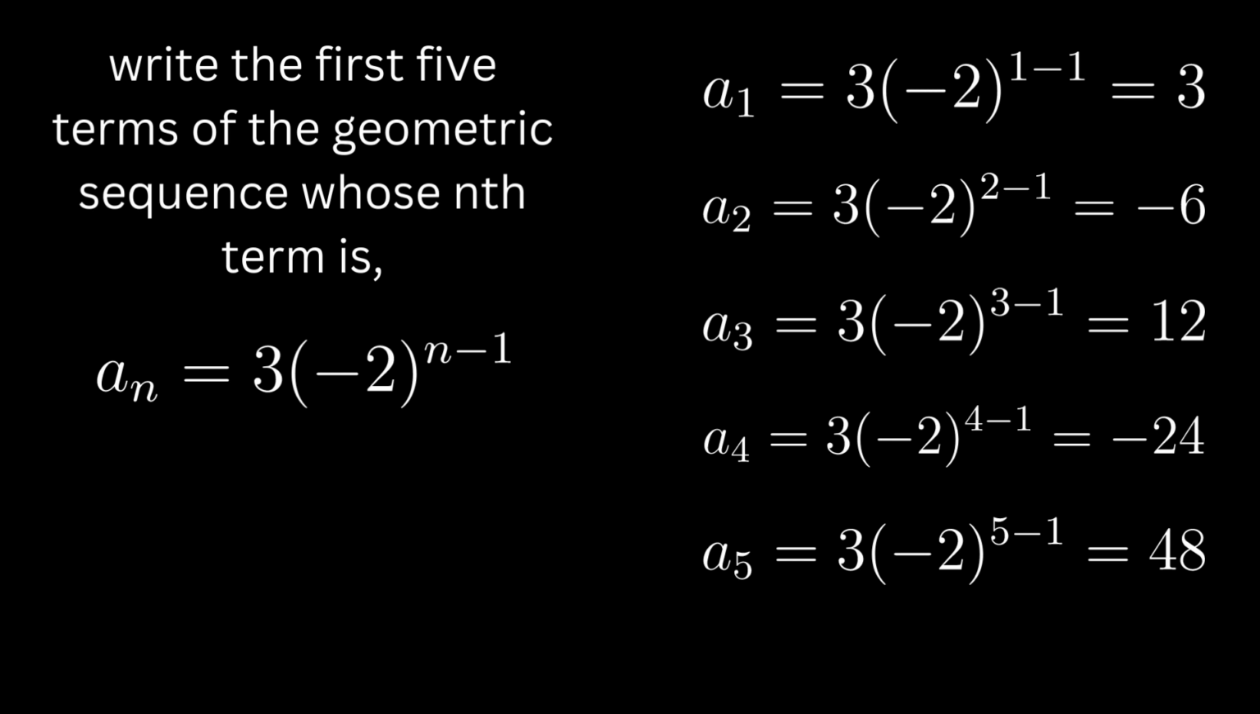Notice that a sub n equals 3 times the quantity -2 raised to n minus 1 gives the general term for a geometric sequence with first term 3 and a common ratio of -2. Because every term after the first can be obtained by multiplying the previous term by -2, the terms 3, -6, 12, -24, and 48 are correct. The formula for the nth term involves 4 variables: a sub n, a sub 1, r, and n.